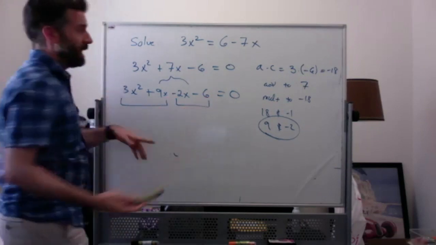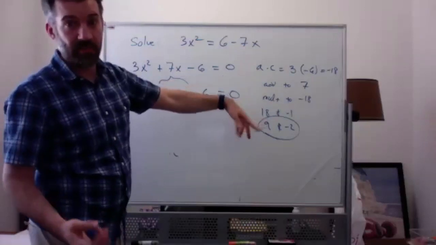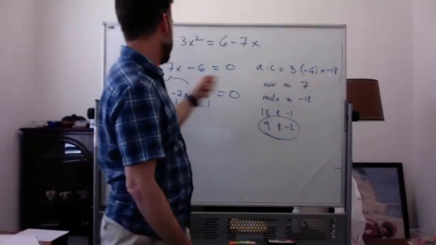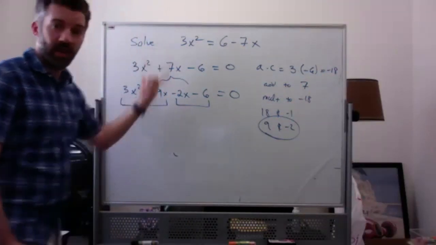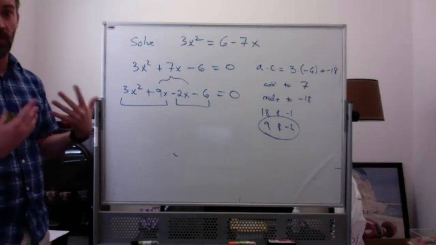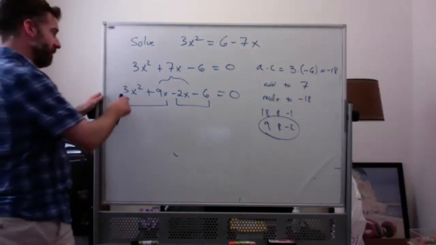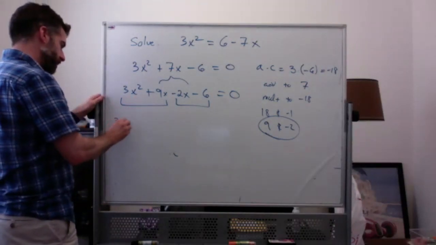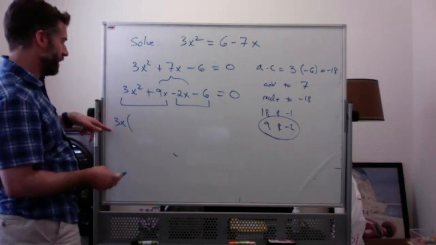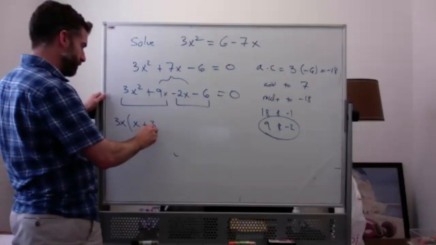So I should say, if you can do this part, if you find numbers that multiply to a times c and add up to b, then the rest of this should always work out correctly. You should factor by grouping in the right way. I'm going to factor out a 3x here. You always want to factor out the most you can. So I factor out a 3x, I'm left with an x plus 3.